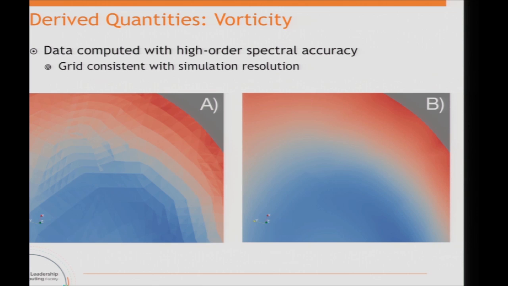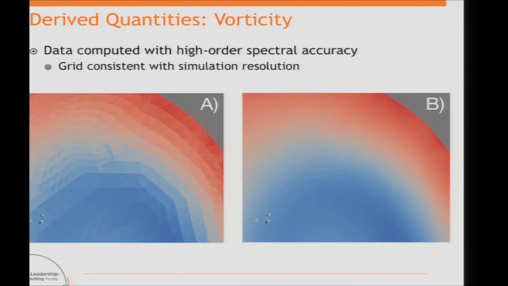So these two images show calculation of vorticity. The one on the left uses ParaView's capability for calculating it, but the values are already projected onto a grid, and so they don't have the high spectral accuracy that the native code does, because it has access to the data in its native format. So we're able to do those calculations on the spectral elements and then project it over.